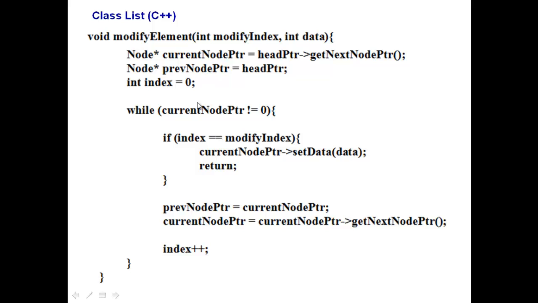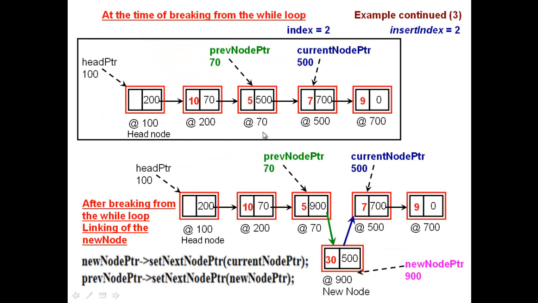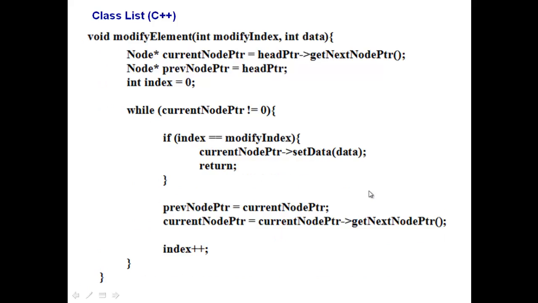Again, start the 2 pointers at index 0, move through the list, and if index equals that modify index, 3 equals 3, for example, the current node pointer will at that time be pointing to the current node corresponding to the index. So using the current node pointer, you can change the data at that node. I can say current node pointer arrow set data. The set data member function can be called on the current node using the current node pointer and the arrow operator, and pass the data as the argument, and that will change the data at that current node. And that's what we want to do.